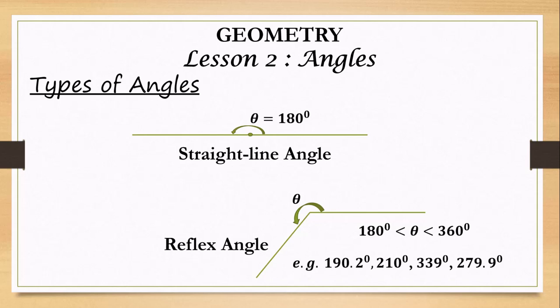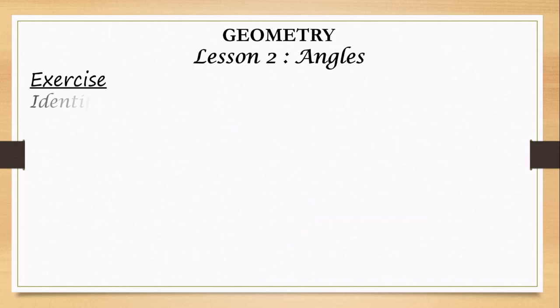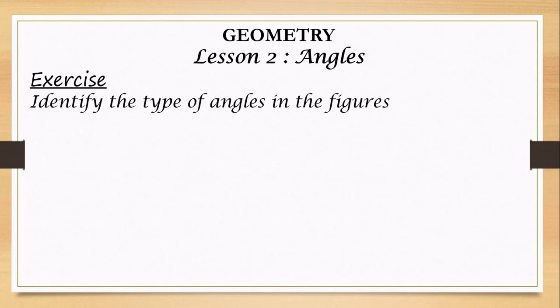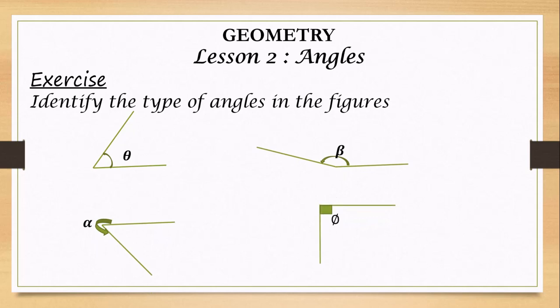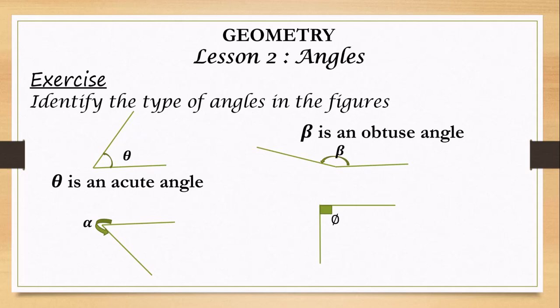Can you help me look at this exercise? Identify the types of angle in the figures. We have 4 here. Look at it very well and identify them. Okay, let's do it together. The first angle there is less than 90 degrees, so we call it acute angle. The second angle, which is beta, is obviously greater than 90 degrees, so we call it an obtuse angle. The third angle is greater than 180, so the alpha is a reflex angle, and phi is obviously right angle.